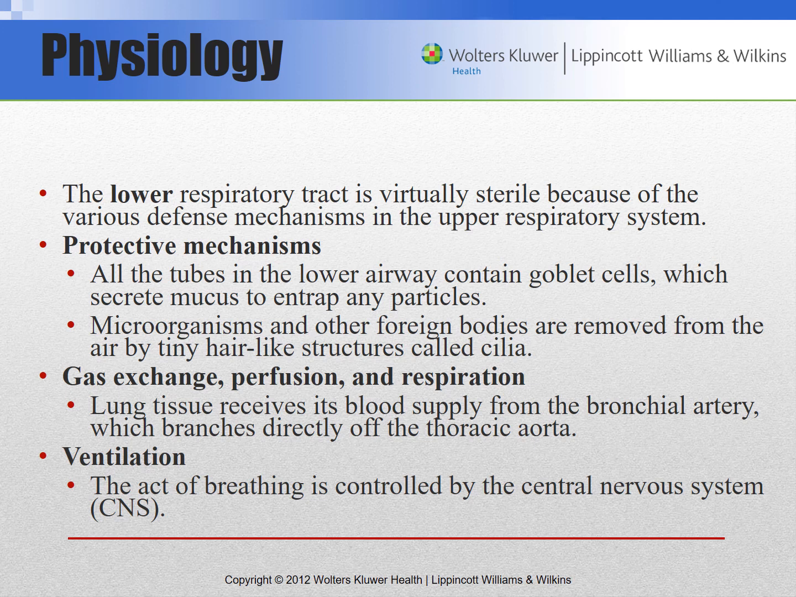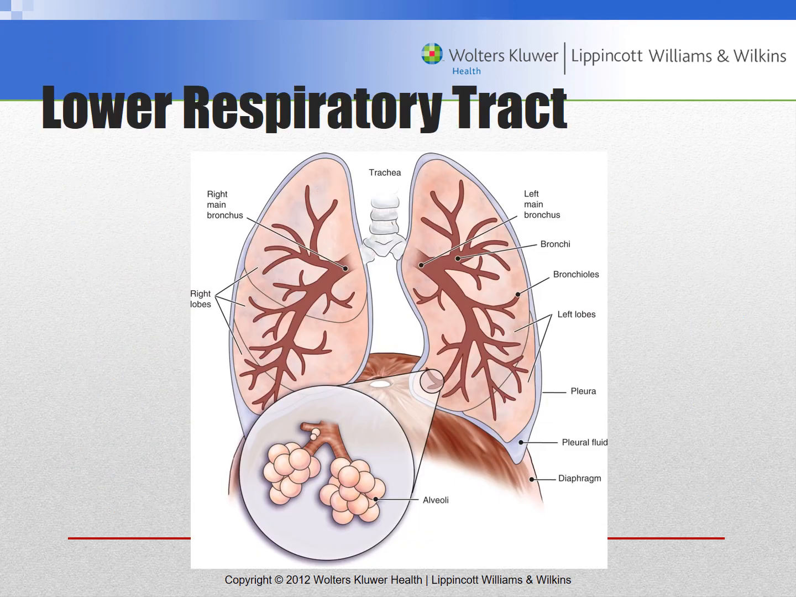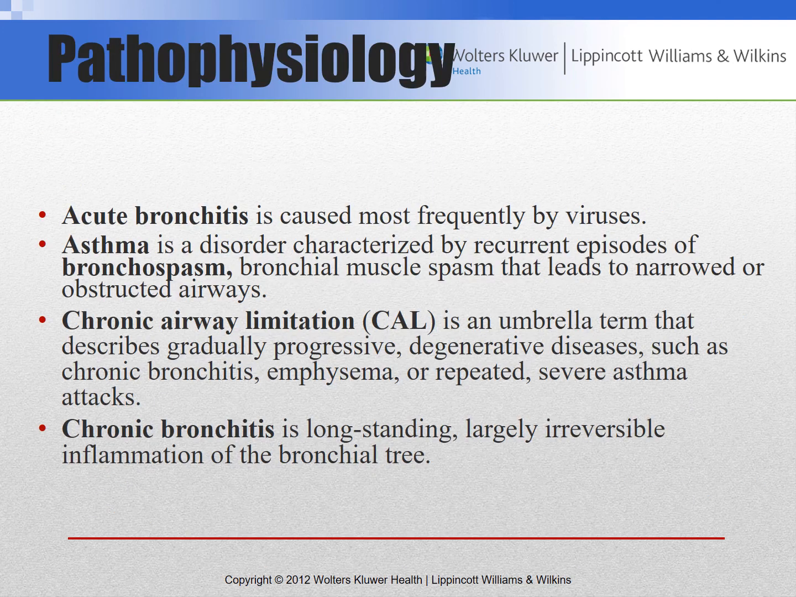You have gas exchange, perfusion, and respiration that occur in the lower respiratory tract. The lung tissue receives its blood supply from the bronchial artery, which branches directly off the thoracic aorta. We get our ventilation via the lower respiratory tract, whereas the active breathing is controlled by the central nervous system. There's a picture of the lower respiratory tract and what we're talking about.